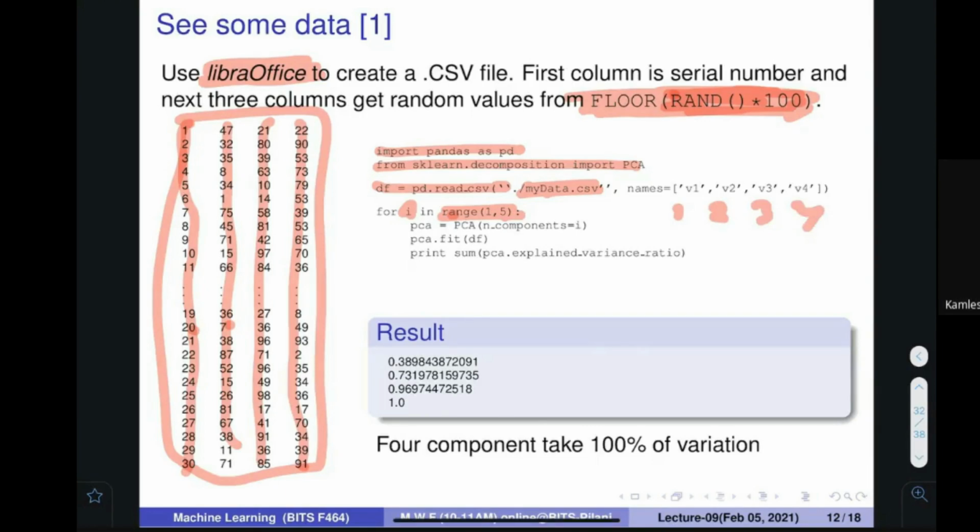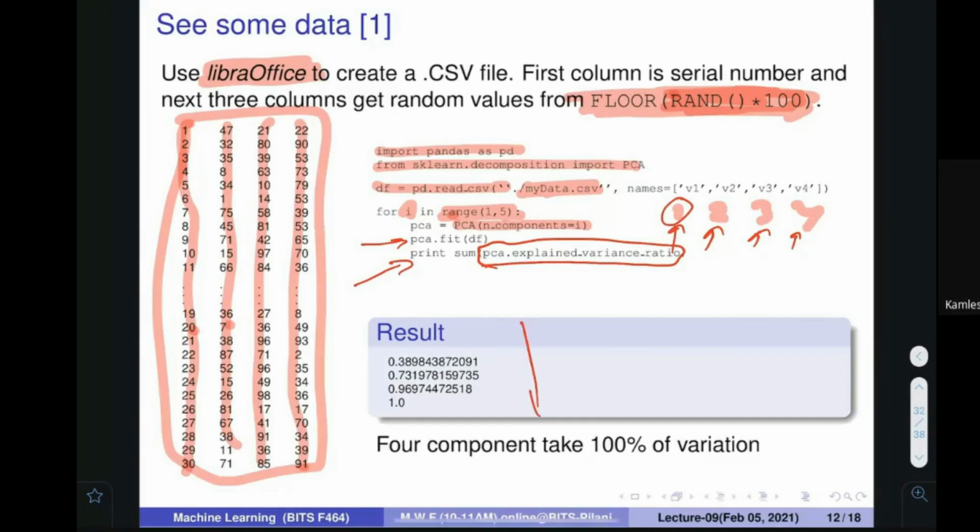1 to 4 items I am going to do. What I am going to do, I am applying the PCA, and the number of components is i. What is i? i is 1, and then 2, then 3, then 4. So first I have applied only one. I have taken only the first component, and then I have applied PCA fit, and then tried to find out how much variance of the data is being captured.